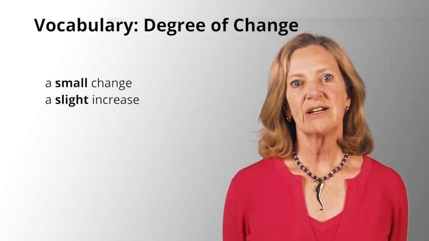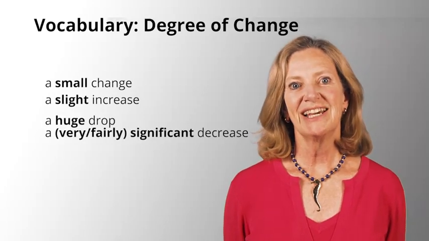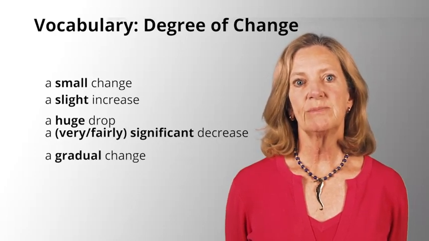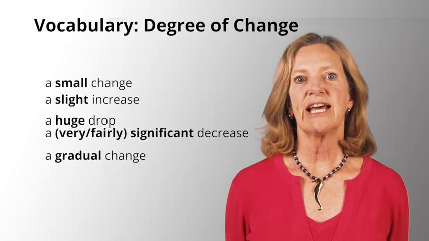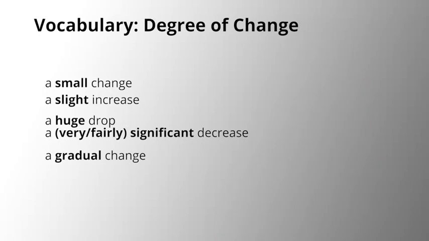Small and slight are similar in meaning, not very much. Huge, of course, means very large, and significant means large or important. Gradual means that something happens slowly, over time. Notice that these adjectives showing degree of change go before the nouns. A small change. A slight increase. A huge drop. A very significant decrease. A fairly significant decrease. A gradual change.